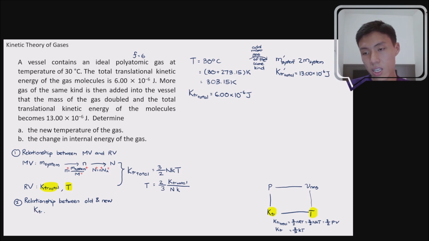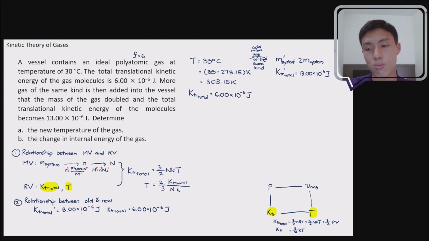We see that KTR total for the new one, we know for sure, is 13.00 times 10 to the power negative 6 joule, whereas the KTR total of the old one is 6.00 times 10 to the power negative 6 joule. Okay, so that's the first term that we derive the relationship between old and new. We just know the numbers. Then we have N and K. K is the Boltzmann constant, it is fixed, 1.38 times 10 to the power negative 3, cannot change.